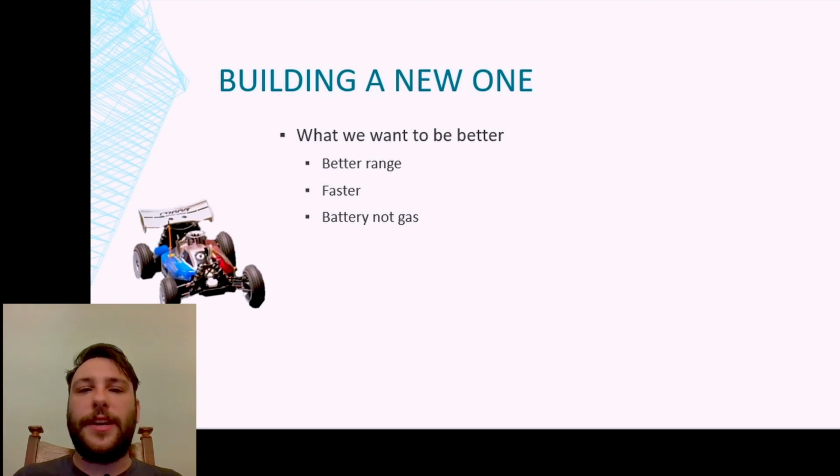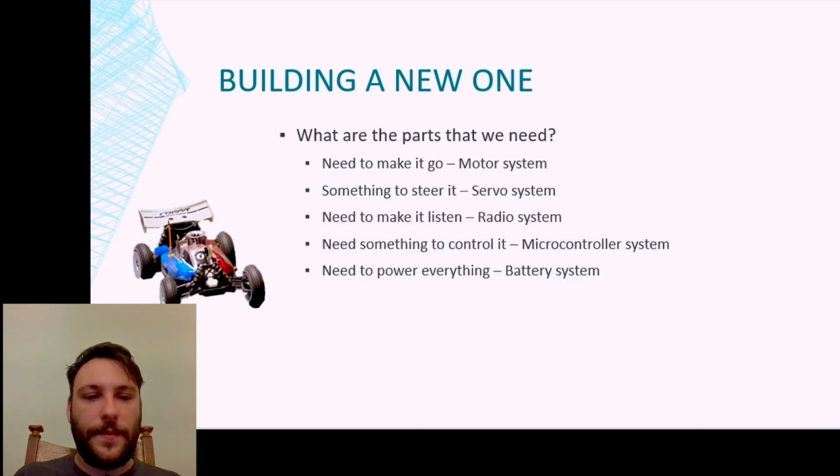So, what do we want to make better? Well, it gives us the opportunity to take a look at what we didn't necessarily love about our previous toy RC car, and say, okay, we wanted better range, we wanted to go faster, and we wanted to go cleaner. But how do we go about solving these problems? Well, let's start by thinking of all the different systems that make up an RC car. So, what are the different parts that we need?